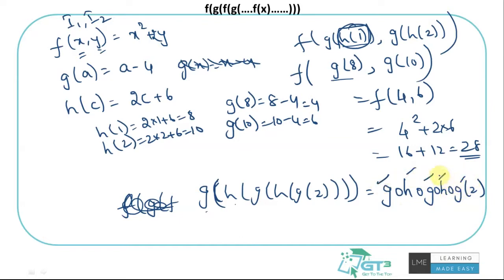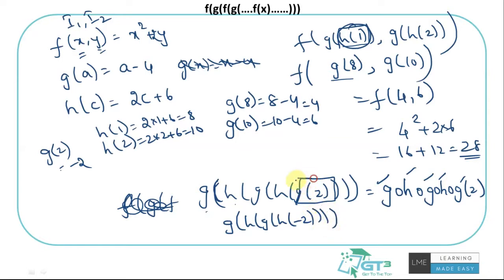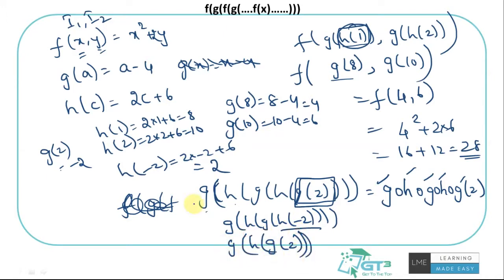So start from the innermost. What is g of 2? g of 2 is 2 minus 4, which is minus 2. So this will be replaced with g of h of g of h of minus 2. I replace this entire g of 2 with minus 2. Now h of minus 2 is 2 into minus 2 plus 6, minus 4 plus 6, which is 2. So this will be replaced with g of 2. I already know g of 2 is minus 2. Again I get g of h of minus 2. h of minus 2 is again 2. So this becomes g of 2, and g of 2 is again minus 2.